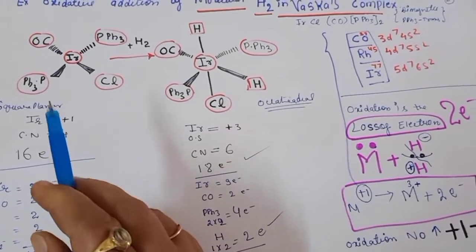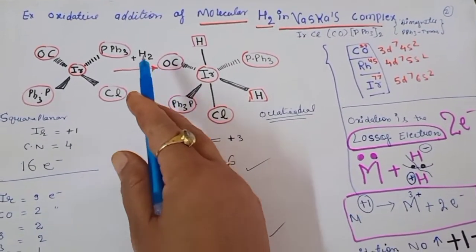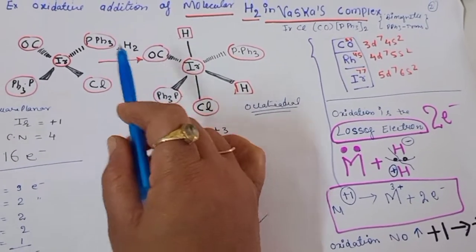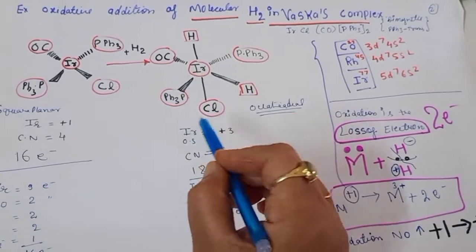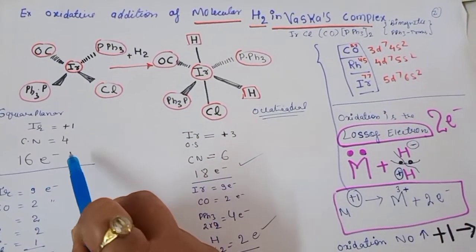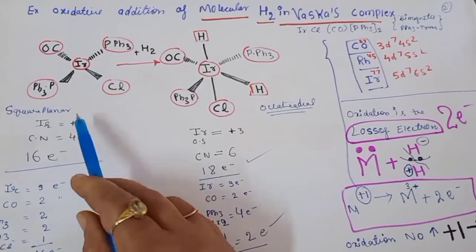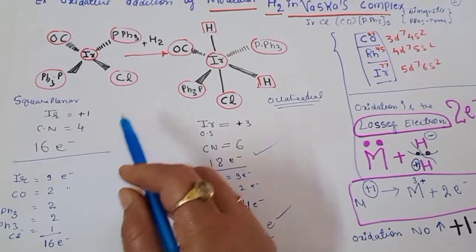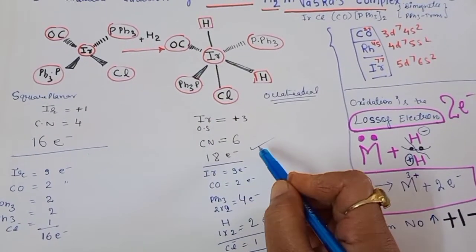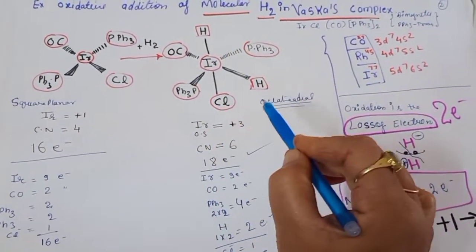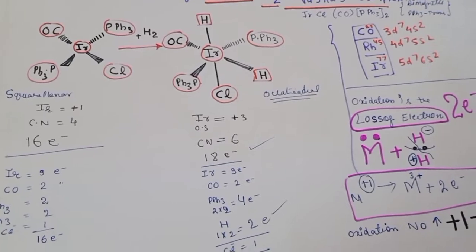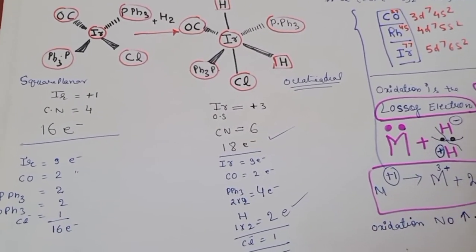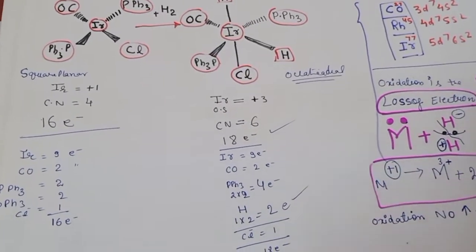So the oxidation takes place, and the addition of these two hydrogen anionic ligands to our complex increases the coordination number from 4 to 6. These two things you have to remember: this complex was previously a 16 electron complex, now it is converted to an 18 electron complex. So the geometry is also octahedral. Now you can see how we can easily count the 18 electron and the 16 electron.